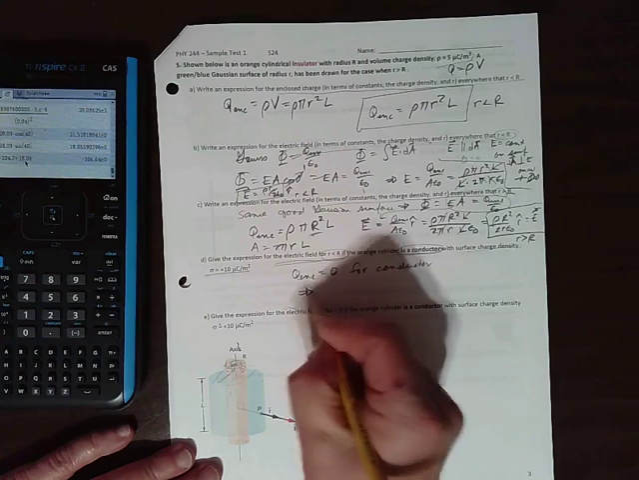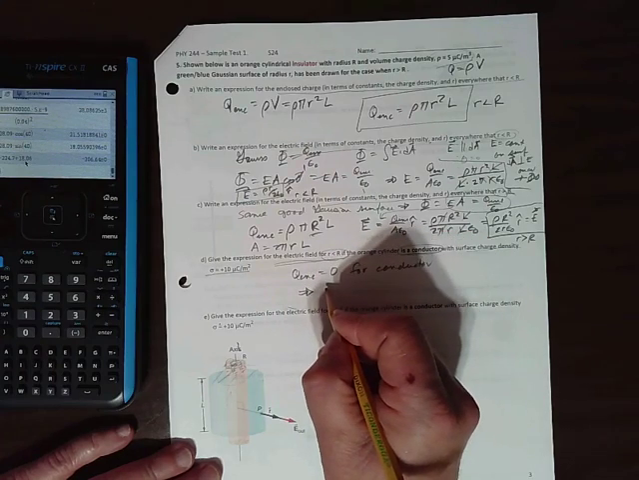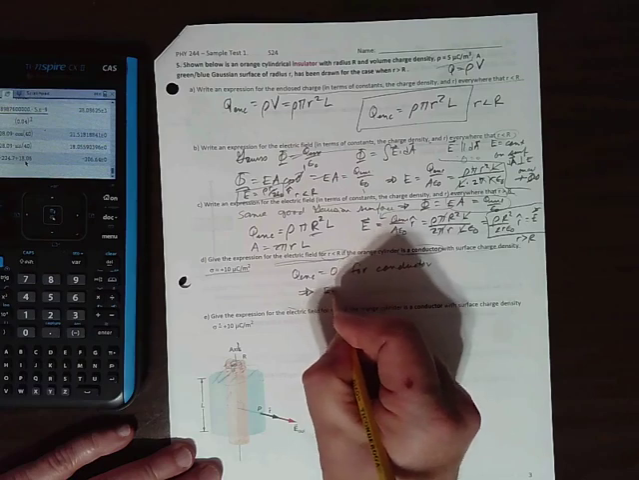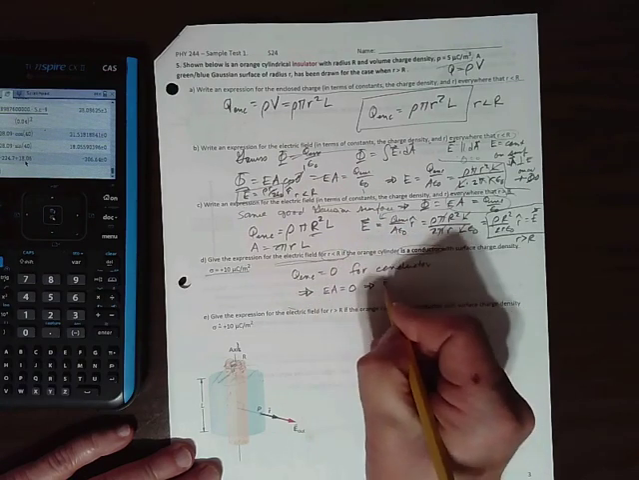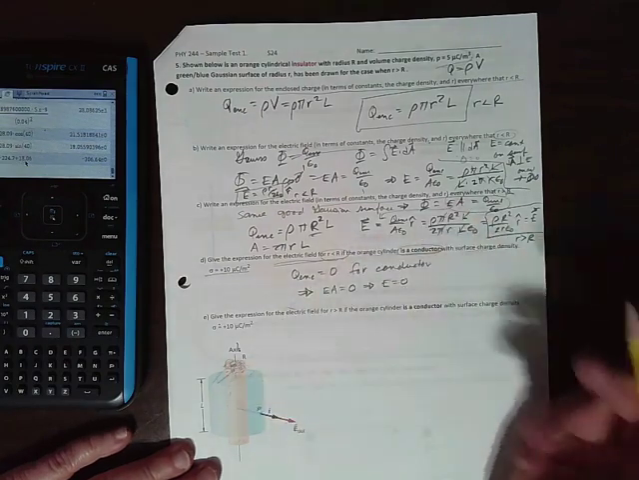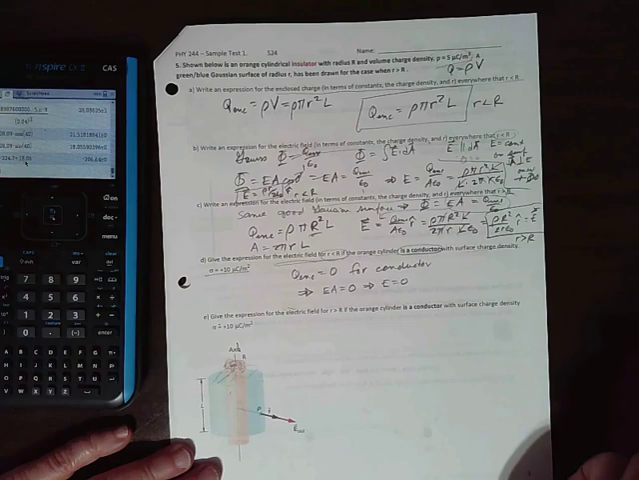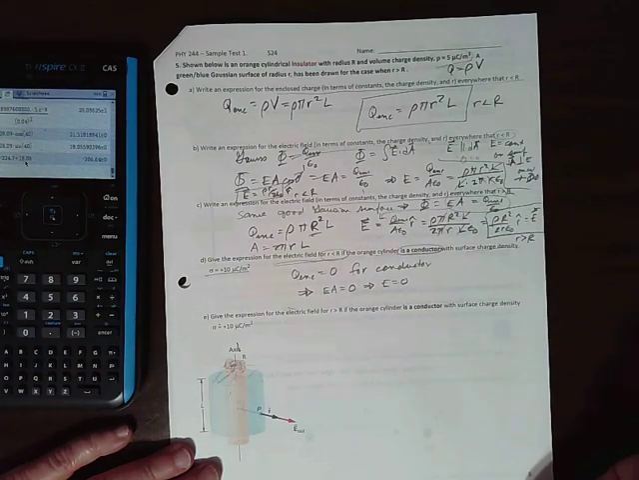So that means that EA equals 0, and A is not 0, so that means E must be 0, which we knew: E is 0 inside a conductor. So probably accept either argument, but since we're talking about Gauss, it's good to do the Q enclosed argument.